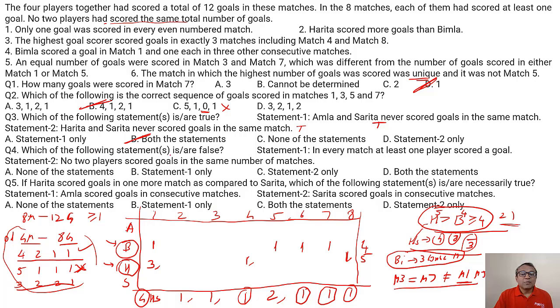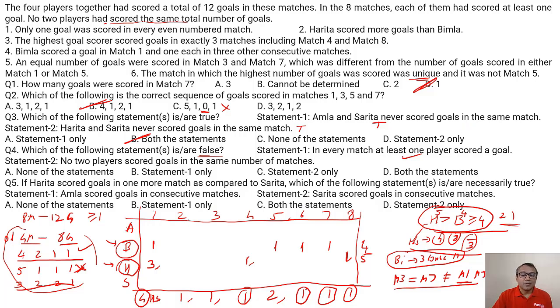Which of the following statements are false? Now you have to be very careful. False. That whole statement of true, false, be careful. In every match at least one player scored a goal. Okay, in every match, right, at least one player scored a goal. Yes, that is true, basically, which you're talking about. So every match, one player scored a goal.